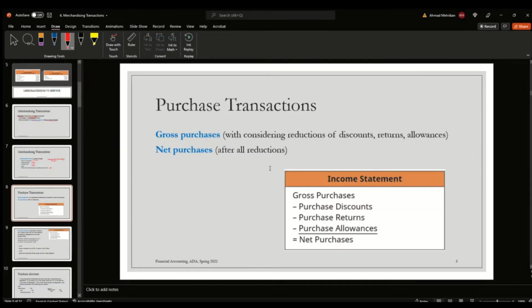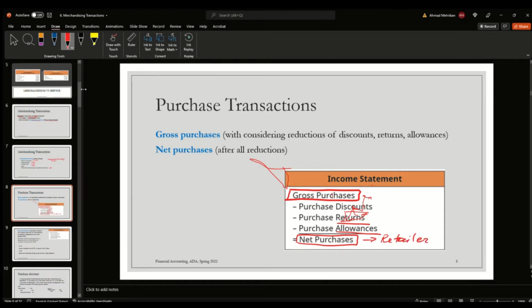Now, the purchase transactions involve the gross purchase, which is without any reductions of discounts or any allowances. So this is just the gross price, or gross purchase, of our merchandise. But then let's say the manufacturer gives us a discount, my pen won't stop moving, excuse me, then we have any returns and maybe some kind of allowances, then we will get the net purchase. Again, don't forget, this is from the retailer's perspective.